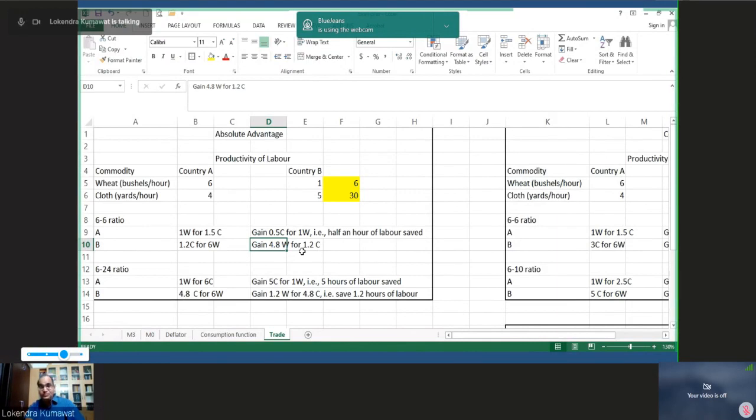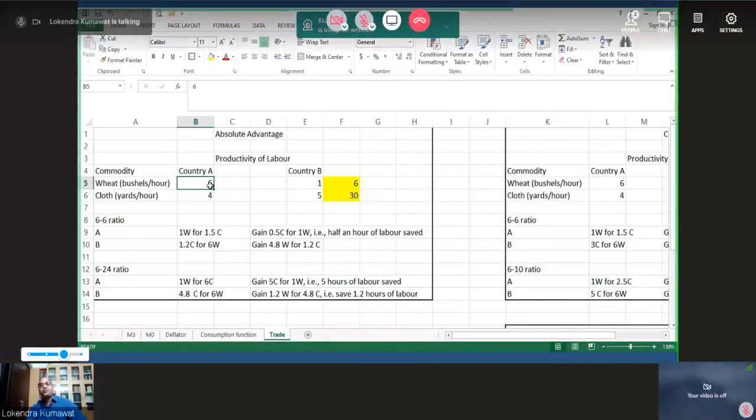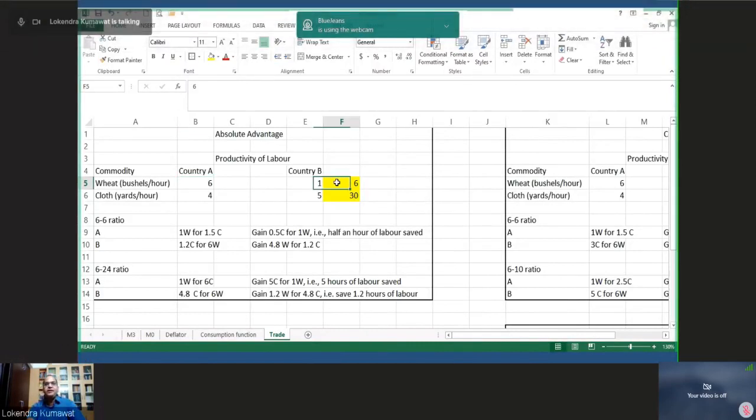Second thing, we have discussed 6 to 6. 6 units of wheat is equivalent to 4 units of cloth for country A, and 6 units of wheat is equivalent to 30 units of cloth for country B. As long as 6 units of wheat are being traded against anything between 4 and 30, it is mutually gainful to both the countries. But the closer the cloth against 6 wheat is to 4, the more gainful it is to country B, and the closer it is to 30, the more gainful it is to country A.